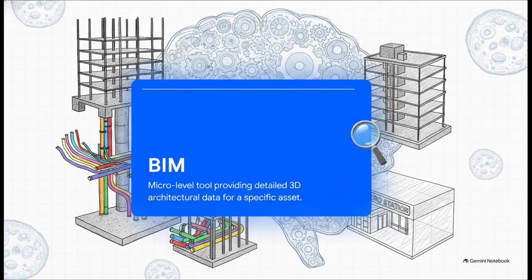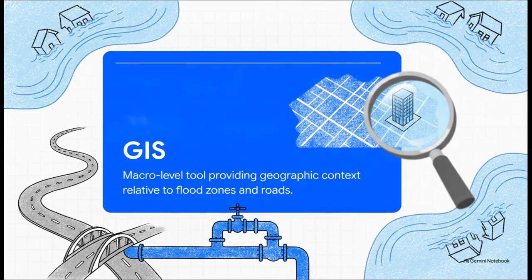If planners are building, say, a new metro station, BIM provides a microscopic 3D view. It doesn't just show them what it looks like, it tells them exactly how many steel rebars are required, the exact volume of concrete, and exactly where every single internal water pipe needs to be routed. But BIM is just one piece of the puzzle. Let's zoom out and see how this builds into the bigger picture using GIS, or Geographic Information Systems.